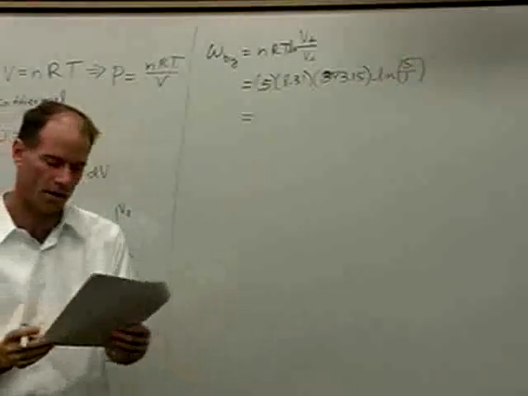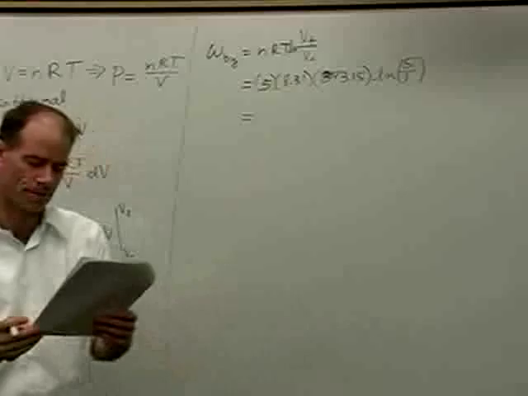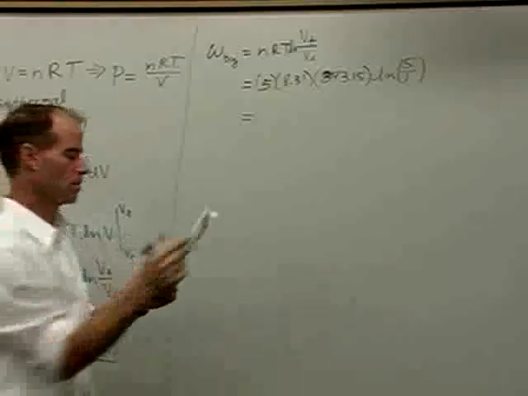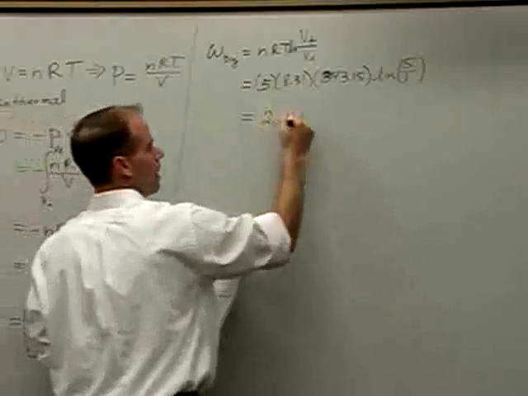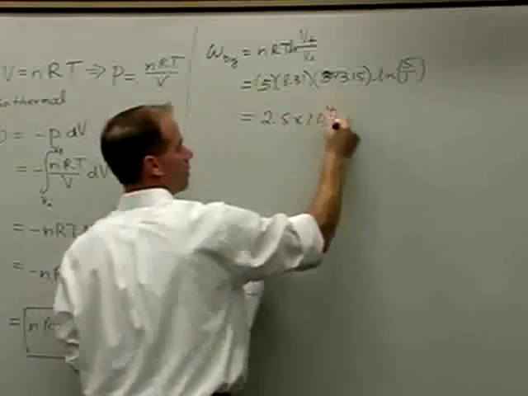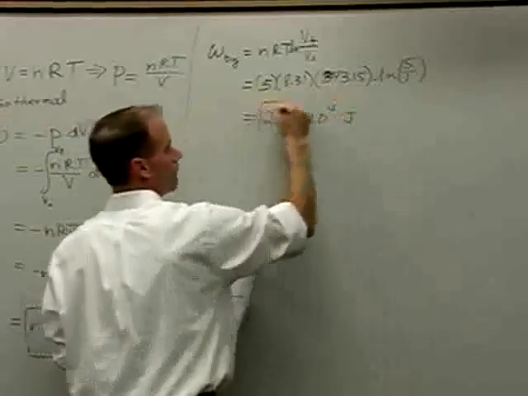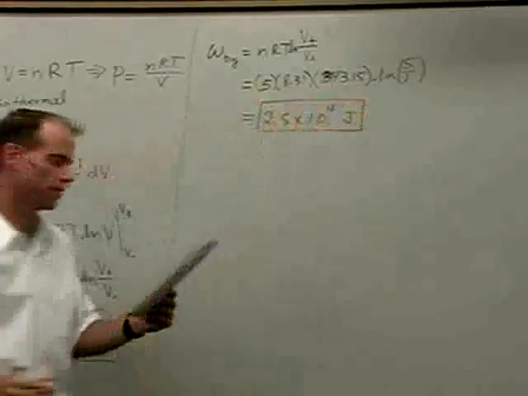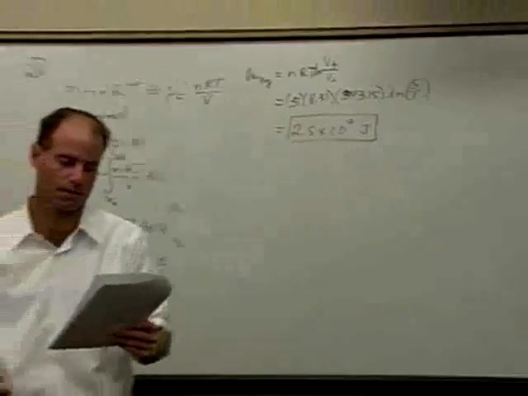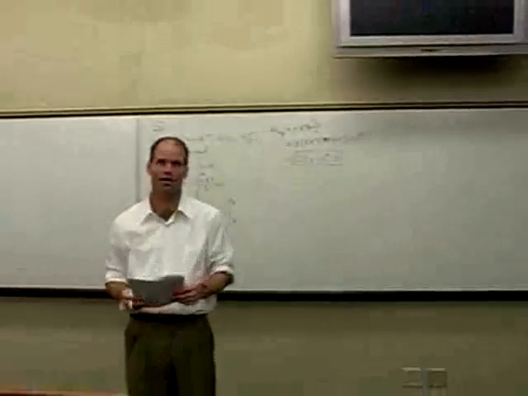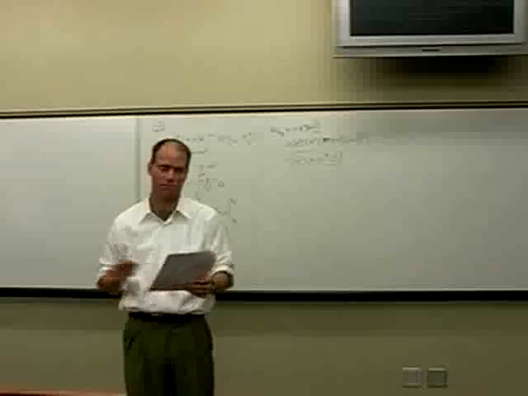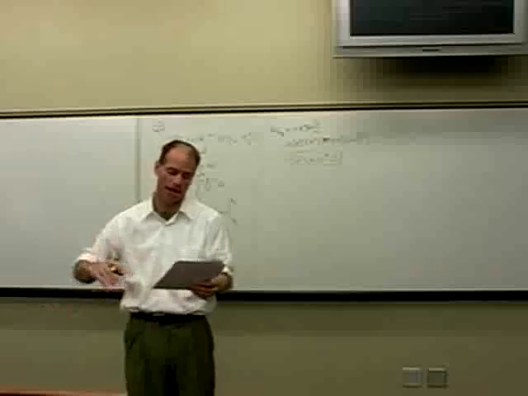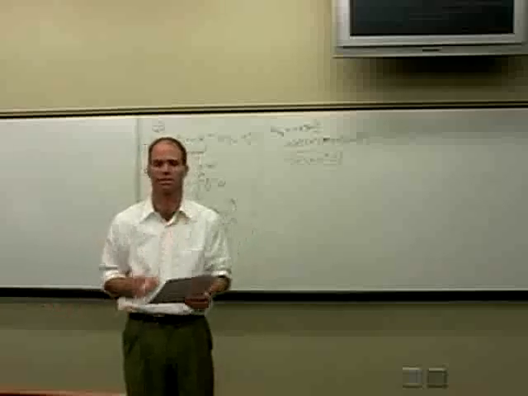And when I calculate all this out, I get 2.5 times 10 to the 4 joules. So that would be the work done by the gas, a positive amount of work. The work done on the gas would be the negative of this.